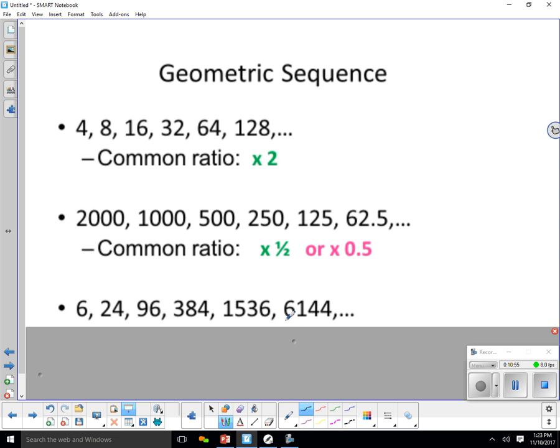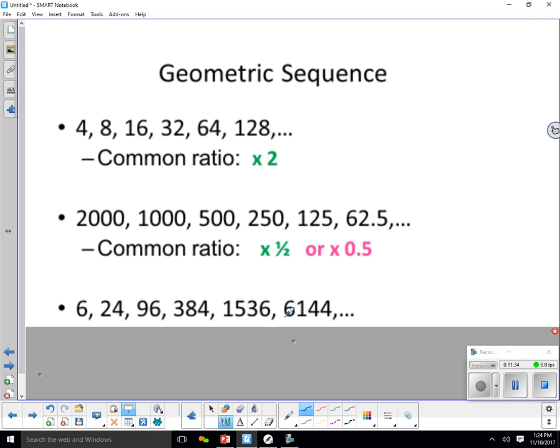6, 24, 96, 384. What's something different? 1. What do you think that one's going to be? Do it now. Times 6. 6 times 6 is 36, so that's not 6. 6 times what gives me 24? Now, if you have trouble, here's one thing you can do. You can take the second term and divide it by the first term. So if you take 24 and divide it by 6, that tells me that 6 times the number in your calculator would give me the next number. So 6 times what?